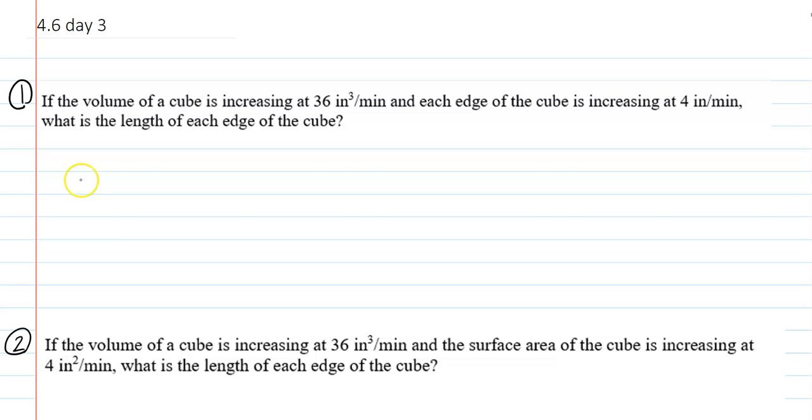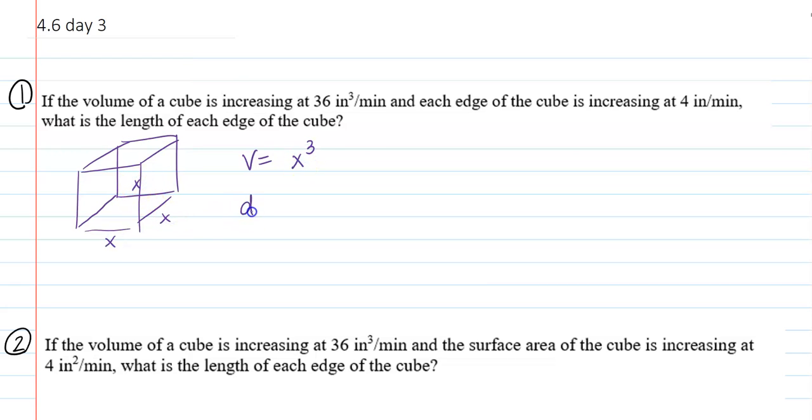So we have to remember that a cube has all the sides that are the same, and the volume of that cube is going to be equal to the sides cubed. So if we say that every single one of these sides is equal to x, then my volume is equal to x cubed, and take the derivative with respect to time. So that's our derivative equation, and now we can make substitutions.